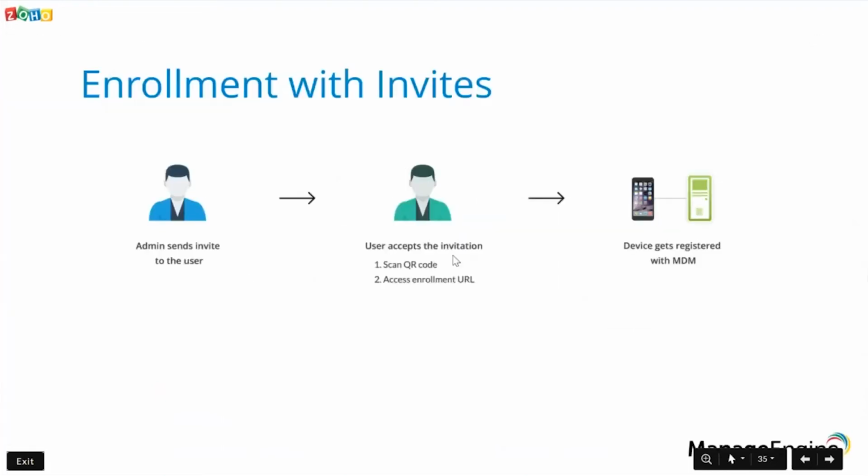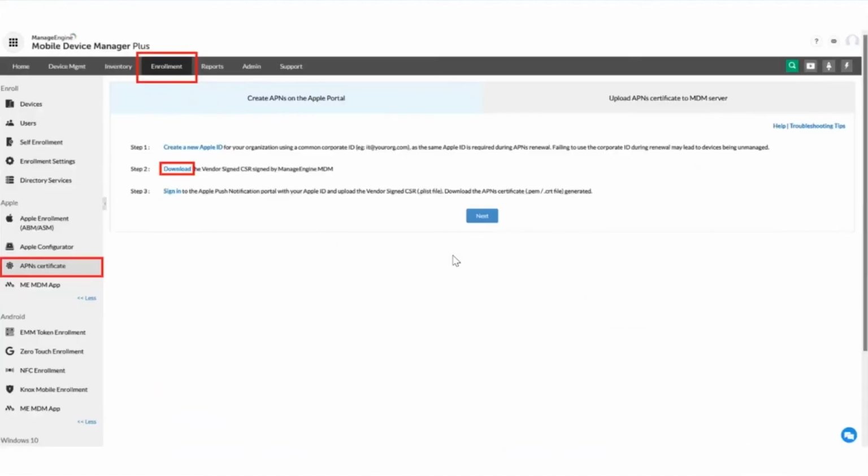Now, before we get into seeing how you can set up a mail invite for enrollment, there is one condition if you are enrolling Apple devices, and that is creating an APNS certificate. So Apple mandates that you have an APNS certificate while using an MDM. The purpose of this is so that the communication between your Apple devices and the MDM server needs to be secured, which is why we create APNS certificates. So to create an APNS certificate on the MDM console, click on the Enrollment tab and select APNS certificate.